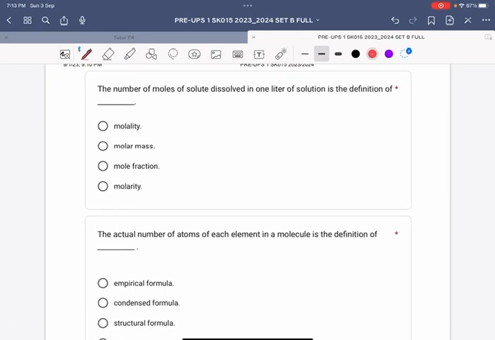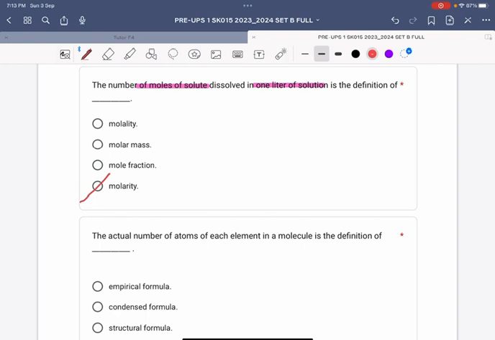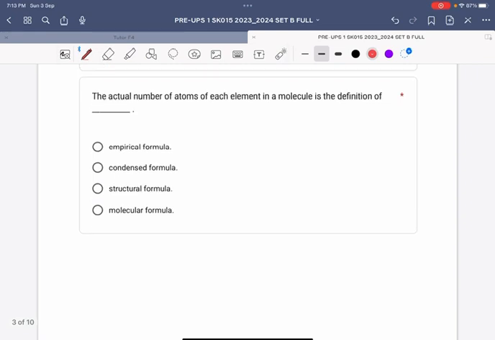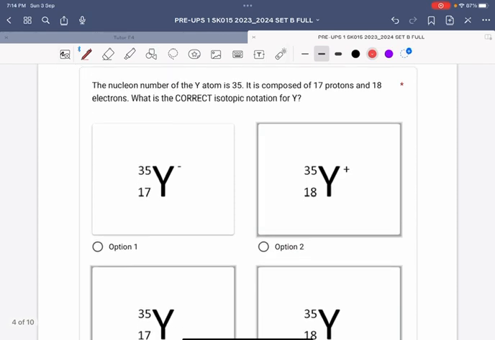Next. The number of mole of solute dissolved in 1 liter solution is the definition of, okay, this clearly stands for molarity because in 1 liter of solution. Okay, next, the actual number of atom of each element in a molecule is the definition of molecular formula. The empirical formula is the simplest ratio. Okay, next we go to next question.